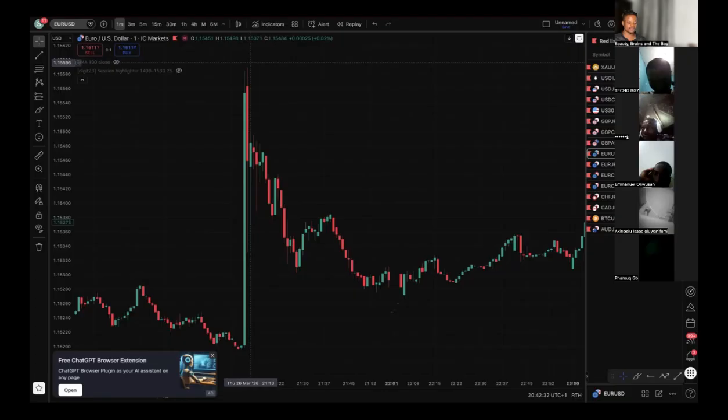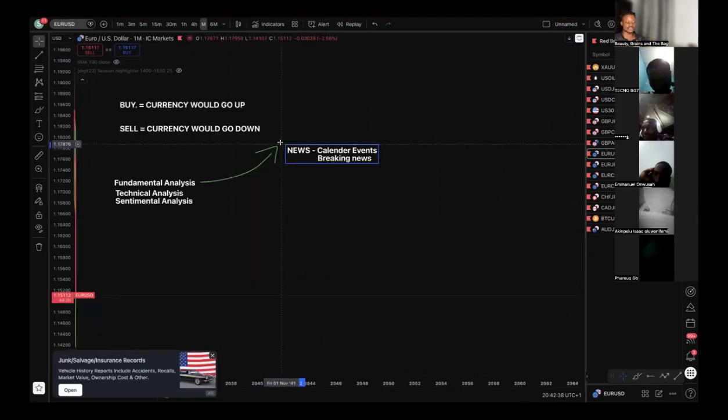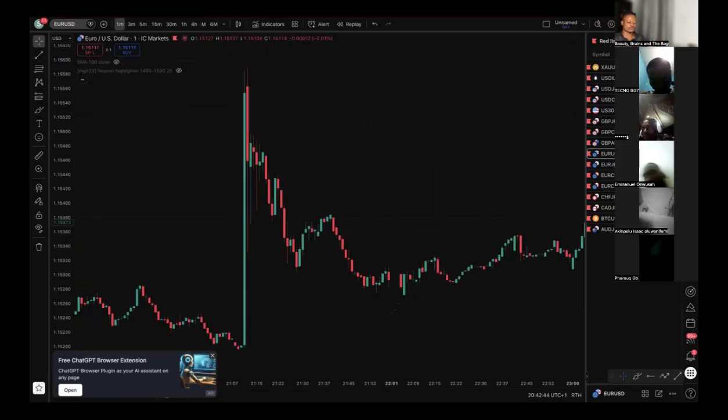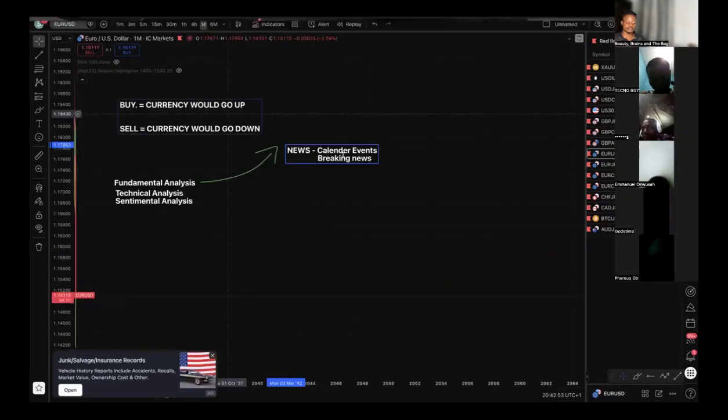So one of the things you can use to trade is calendar events. The same thing: if a calendar event like NFP is coming out and it says they produced more jobs, the price is going to go up or down, depending, you understand. The same thing too with breaking news. So you can use this fundamental news to trade.